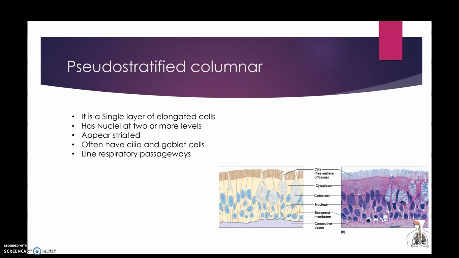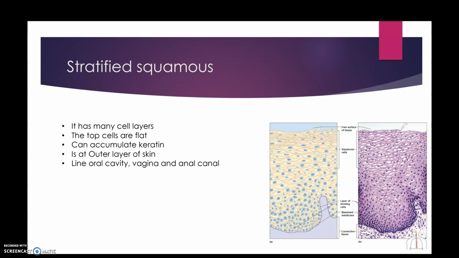The pseudostratified columnar is a single layer of elongated cells, with nuclei at two or more levels. It appears striated and often has cilia and goblet cells. It also lines respiratory passageways.